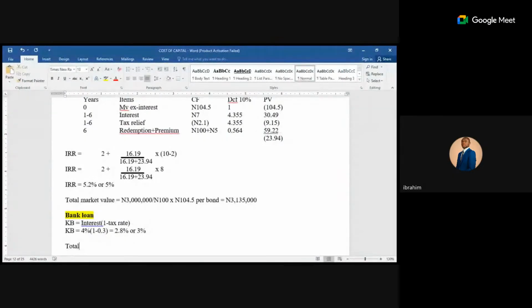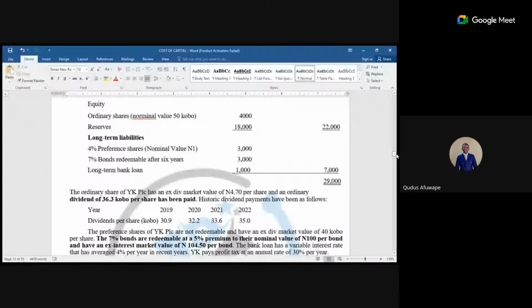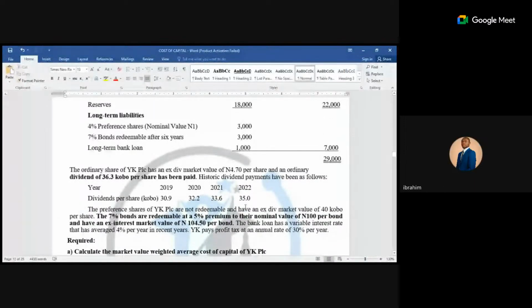So what is the total market value for bank loan? What will be the market value of the bank loan, class? The nominal value will be the total market value. 1 million for bank loan. 1 million. Right, well done, Kudus.